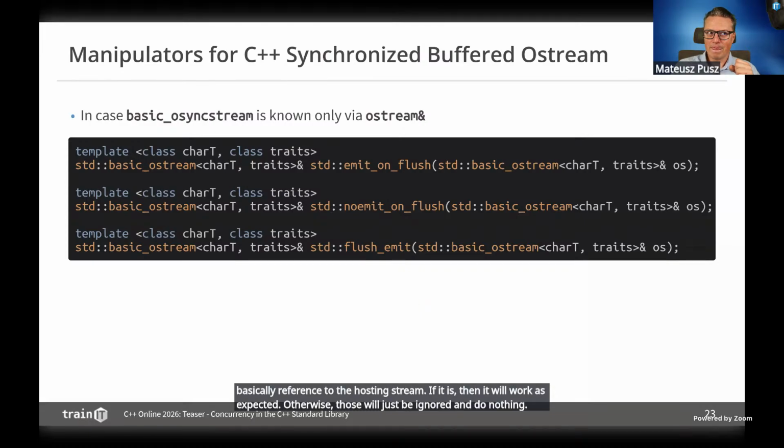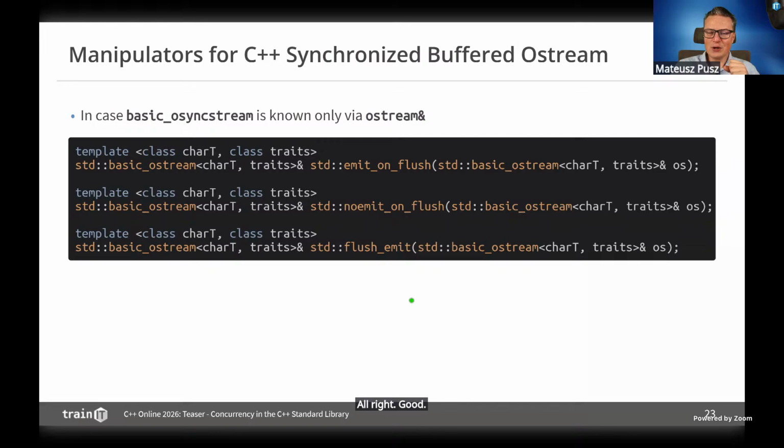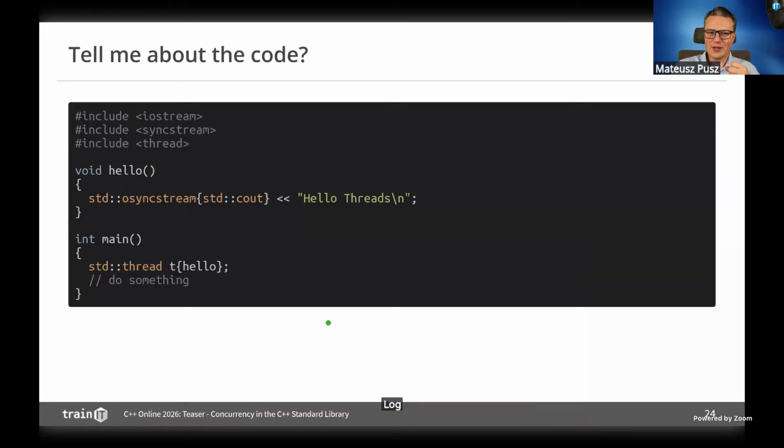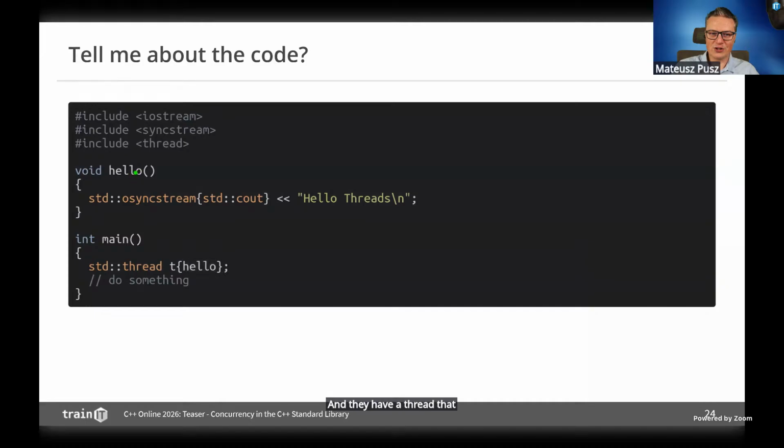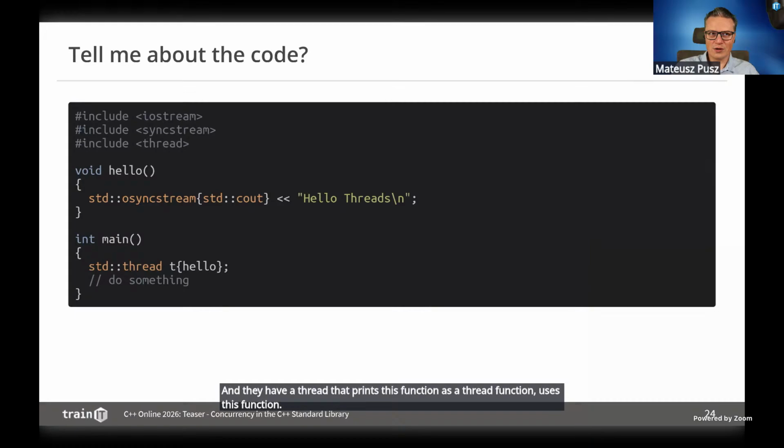All right? Good. So this is how you are doing thread-safe logging. Now we have this piece of code, right? We have some IO stream, sync stream, and thread headers, and we have a hello function that prints something in an atomic way. Actually, I don't have to use sync stream here because it doesn't concatenate anything, but still it's nice to present it here. And I have a thread that uses this function as a thread function. What's the issue here? Who sees that?